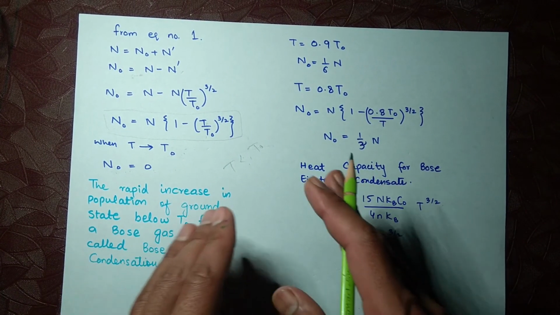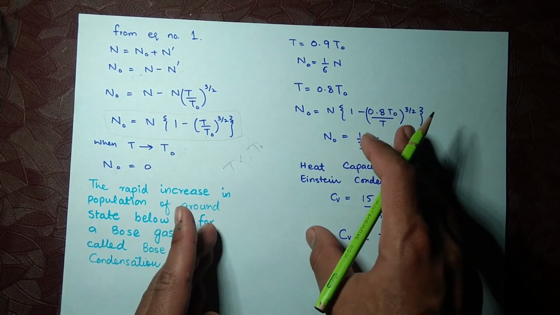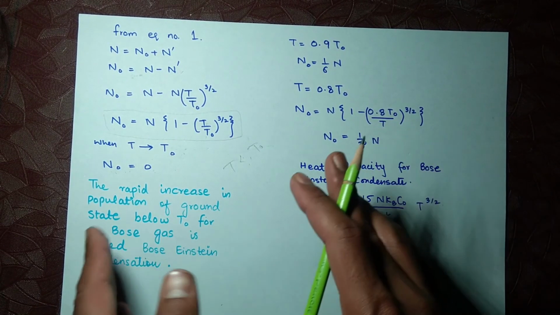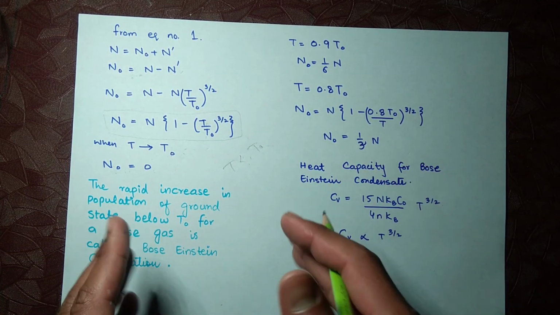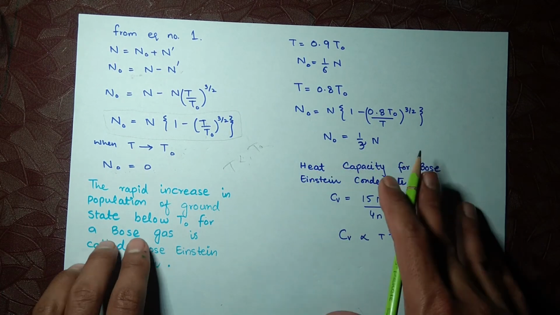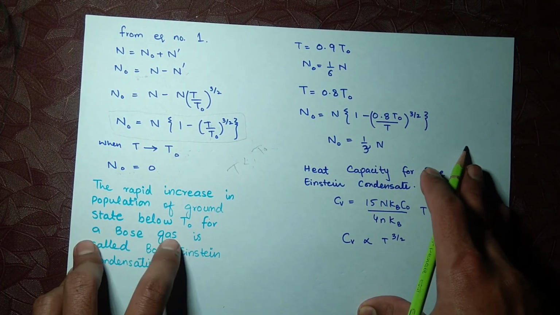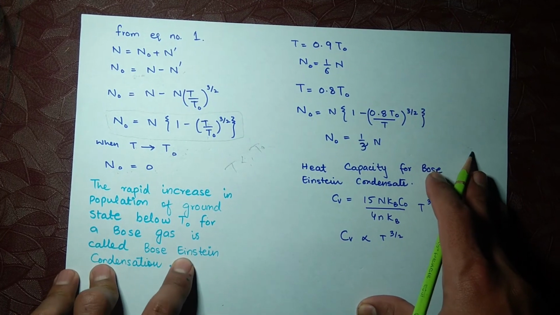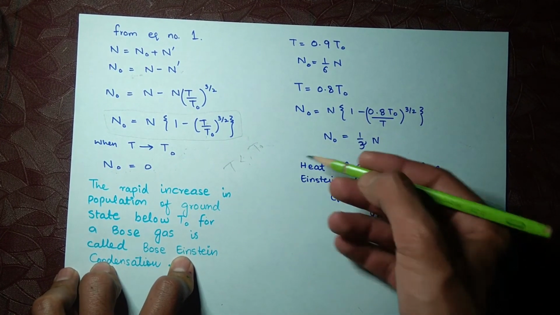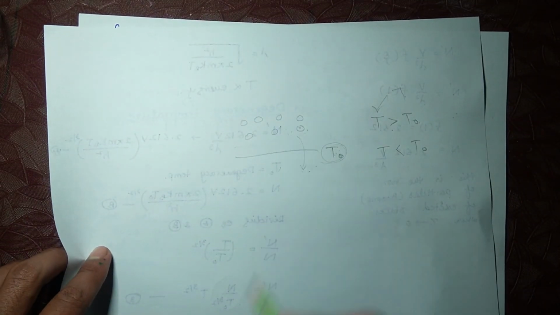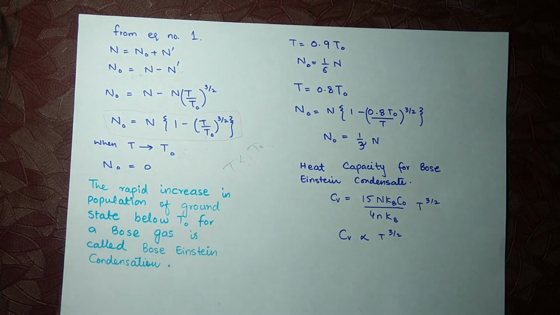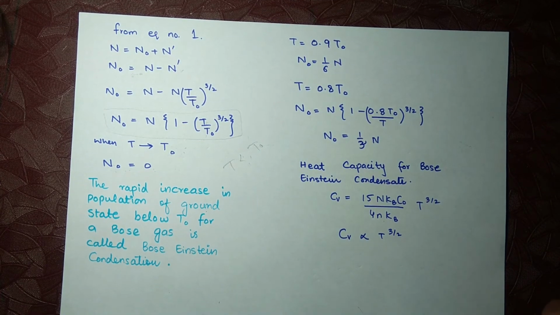What is a Bose gas? We have ordinary gases, and a gas which shows Bose Einstein condensation is called a Bose gas. This is the process where below T naught, all of their energy states rapidly jump to the ground state. Let's have a look again at our animation.